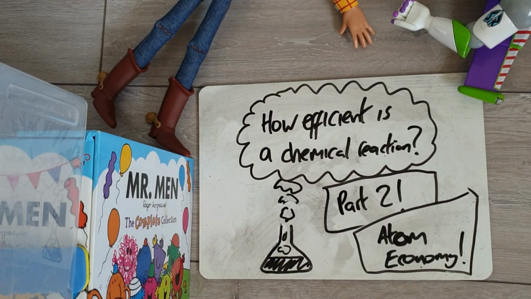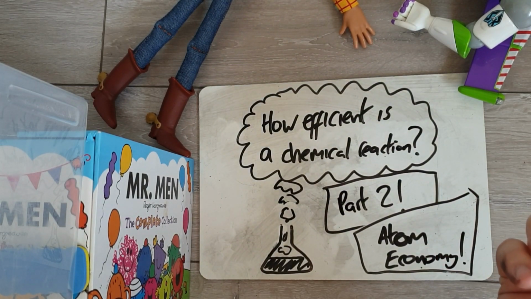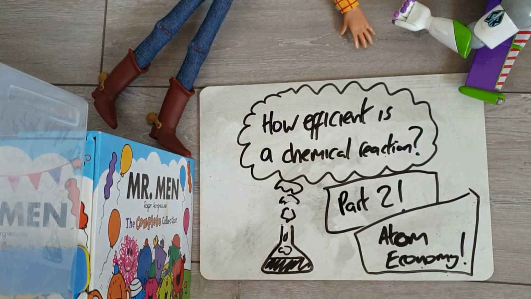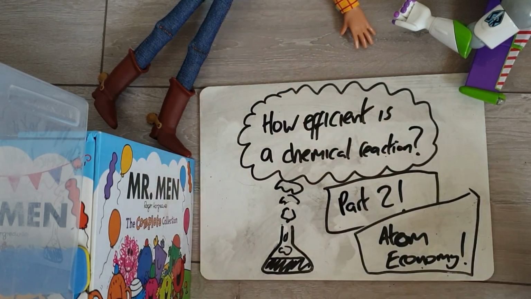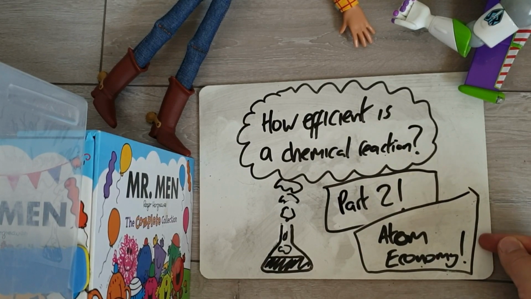Okay, so part 2 of the thrilling series, How Efficient is a Chemical Reaction? And this is all about atom economy. So part 1 was about percentage yield. And a percentage yield is how good are you at doing your reaction. So you put in all the reactants, you work out how much product you should have got and how much product you did get. So it's how good are you at actually carrying out that reaction. Whereas atom economy is like how good is your reaction in the first place.